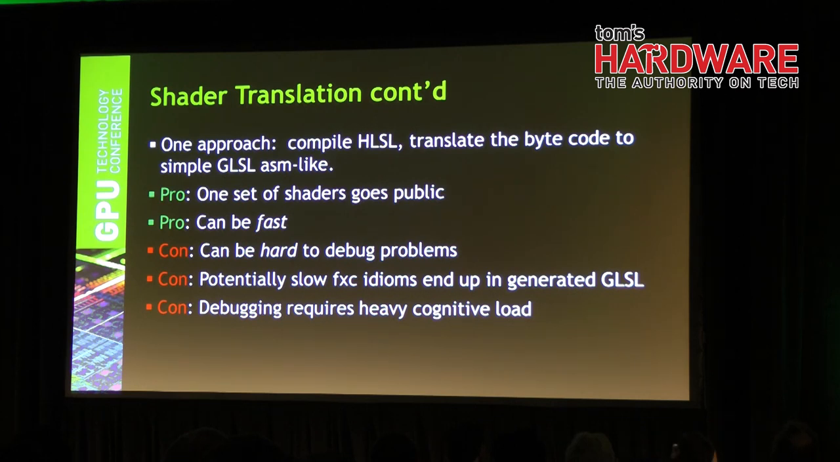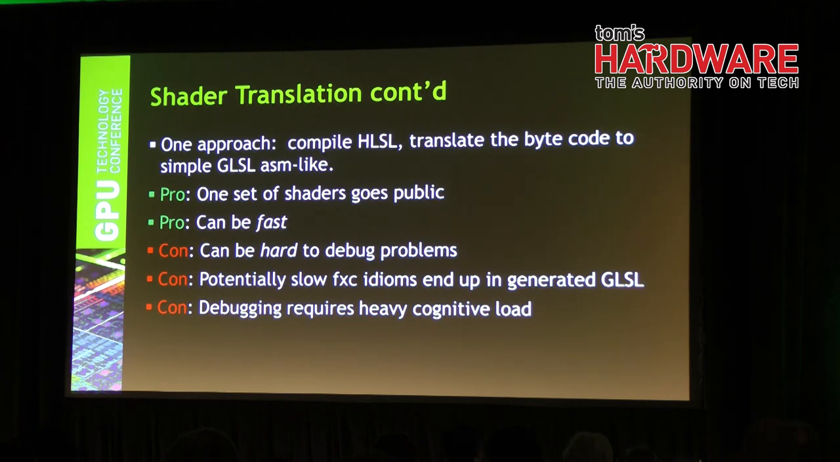One approach for shader translation is to compile HLSL, get back the bytecode, and then translate the bytecode to a simple GLSL assembly. This is what we do. The nice thing is that it can be fast, as it has an existence proof. But the problem is that it can be hard to debug. You have to have a lot of stuff in your brain all at once.